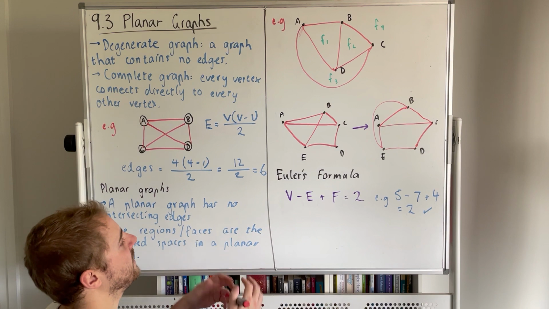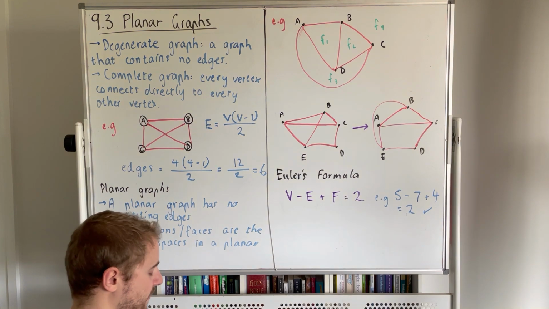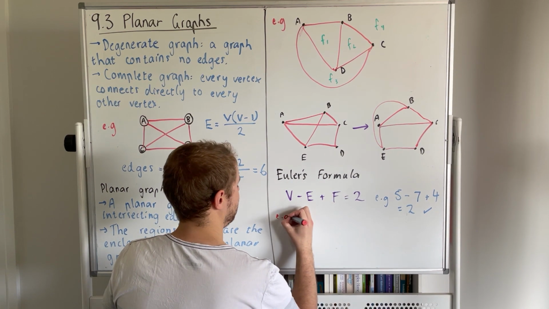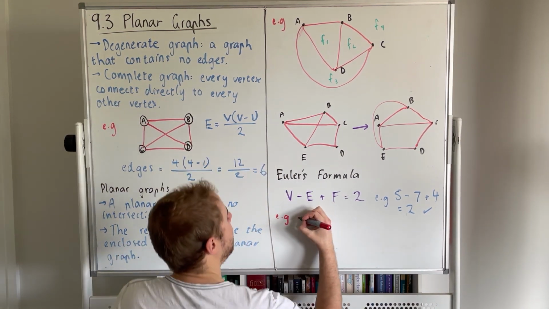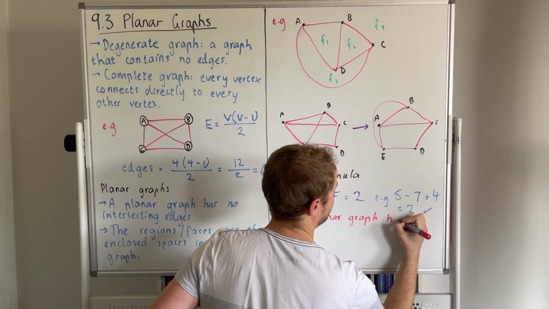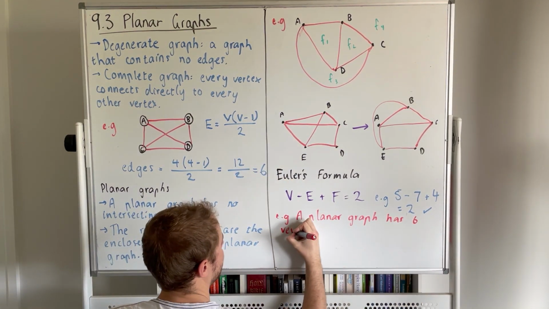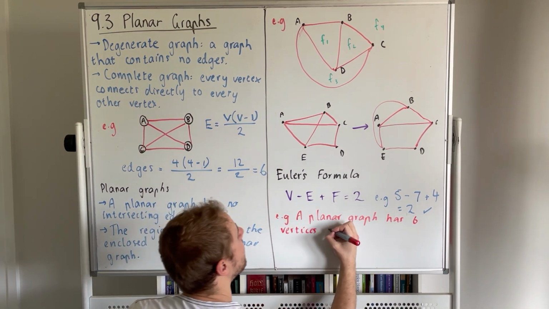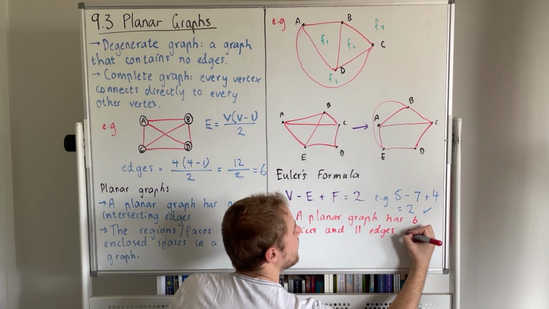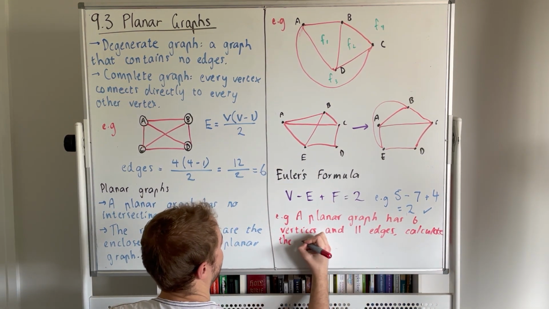A lot of the questions that you'll get around this, you'll be required to find or calculate the number of vertices, edges, or faces based off some other information. So what I mean by that is, as an example, a planar graph has, let's go, 6 vertices and 11 edges. Calculate the number of faces.